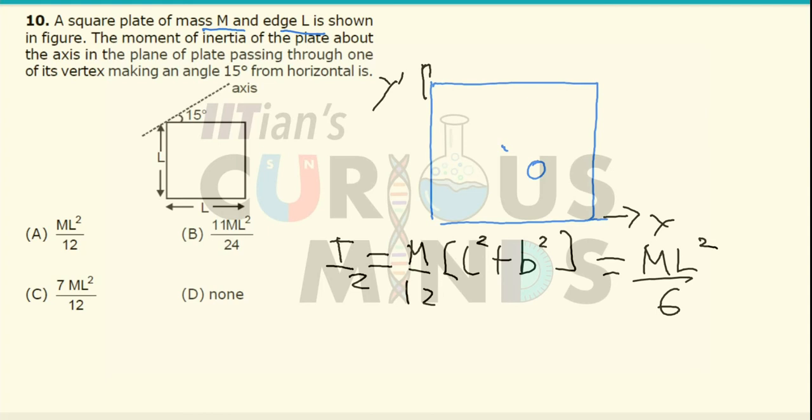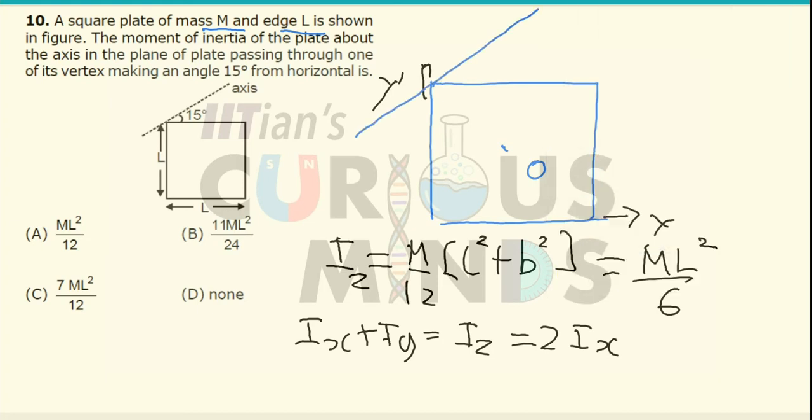So this is ml square divided by 6 about the z axis. Now Ix plus Iy will be equal to Iz. In the case of a square plate it will be equal to 2Ix, that is, along both Ix and Iy it remains the same. We have to find the moment of inertia about this axis making an angle of 15 degrees with one of its edges. For that we take an x axis somewhere over here and change the x axis, let this be x dash.